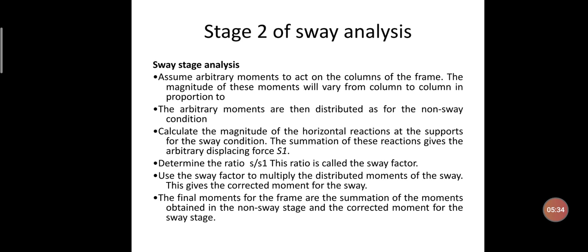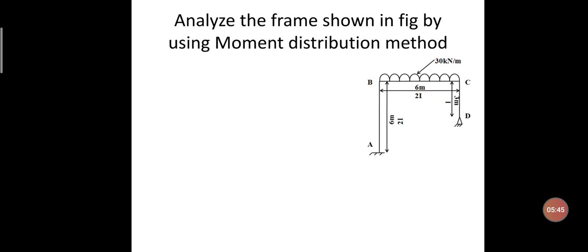So this is the procedure adopted for analysis of the portal frame in the sway condition. Okay, so I have taken a numerical example for easy understanding of the analysis. Here I have taken a portal frame ABCD, wherein A is a fixed end and D is the hinged end, and B and C are the joints.